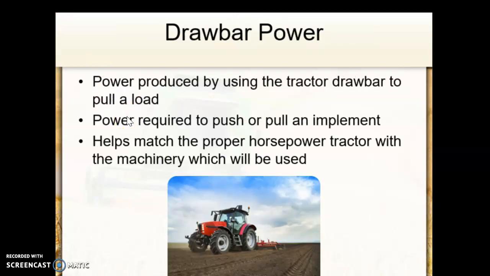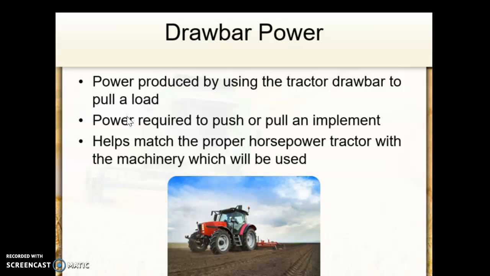And drawbar power is the power produced by using the tractor drawbar to pull a load. So it's simply the amount of power that a tractor has to pull or push something. Most of the time, pull is what we're talking about. So, if we're talking about pulling a tillage implement or something like that, then drawbar power is what we're concerned with.